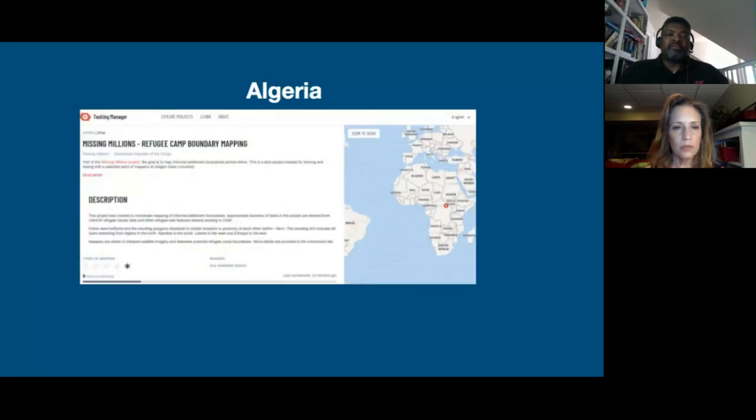So here's one we used in my class, refugee camp boundary mapping, using the HOT OSM Tasking Manager, which is one of my favorites and one of the great ways to find some really quick, especially urgent humanitarian projects to map in your classroom.